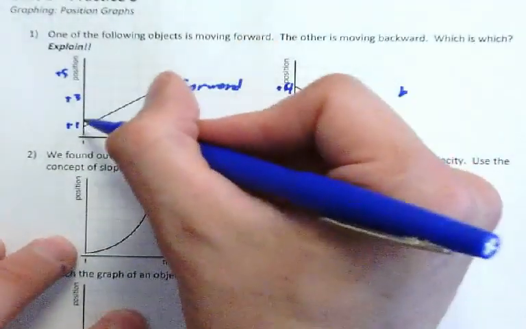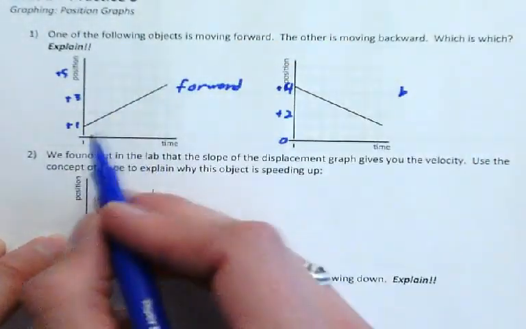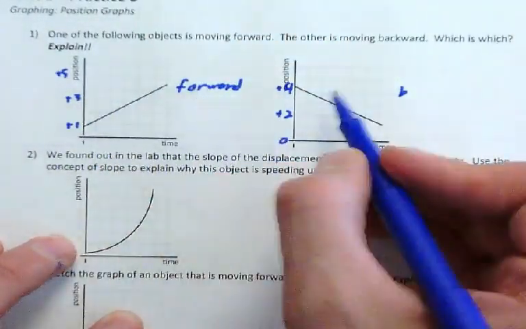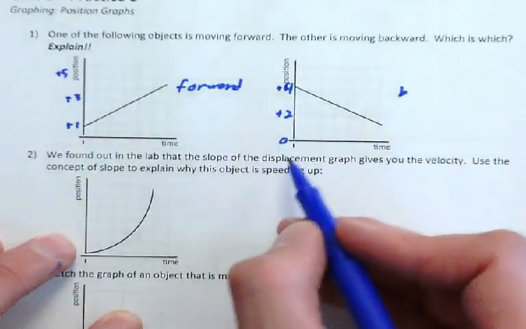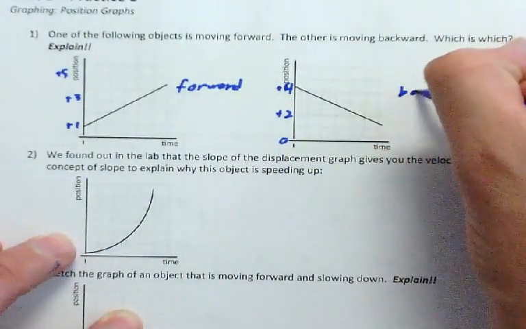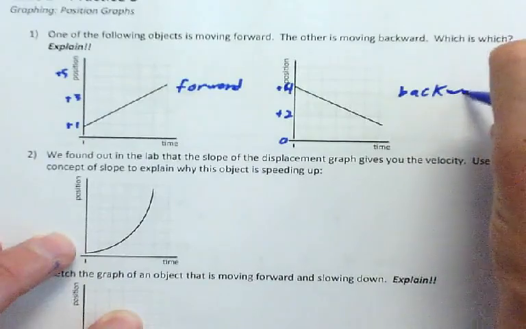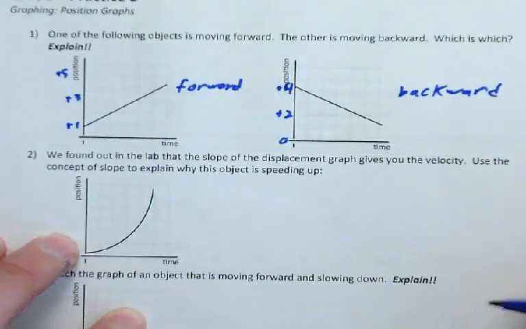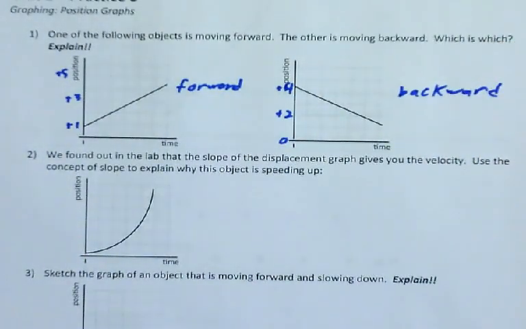So because it's becoming more positive over time, it must be going forward. Because it's going less positive over time, it must be backwards. Okay, there's another way to think about this as well. So rather than just thinking about the straight numbers, we can think of it in a slightly different light.